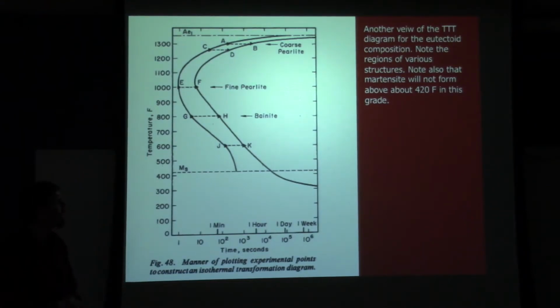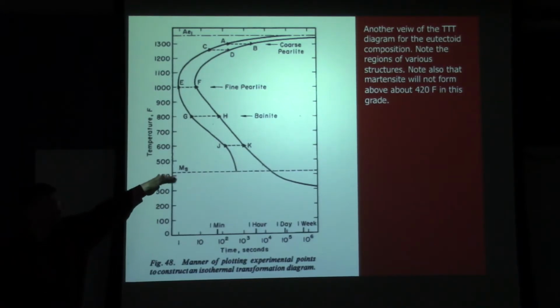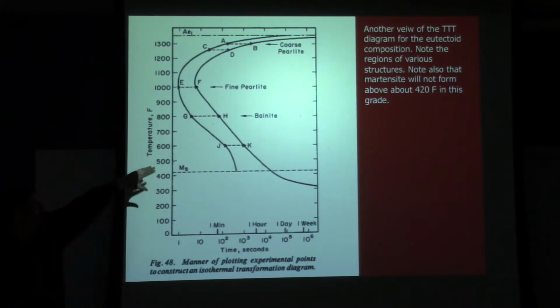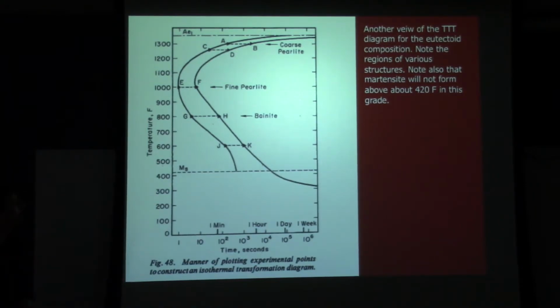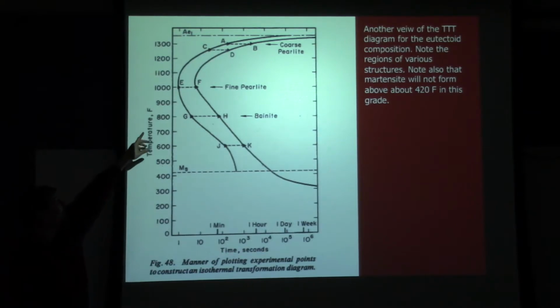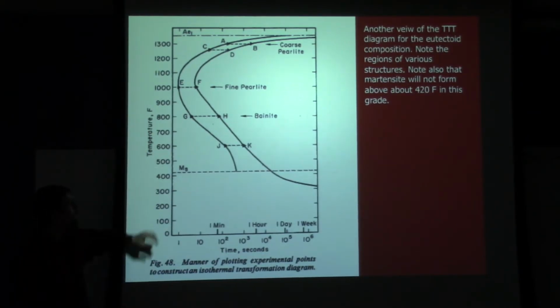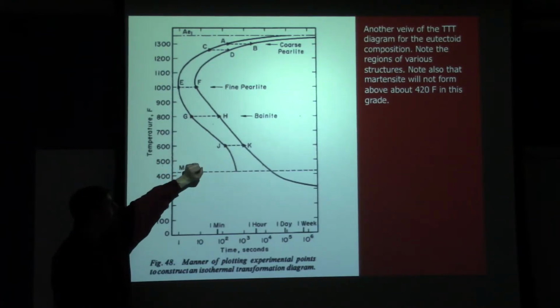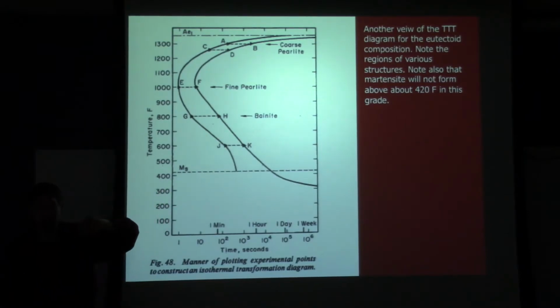So this is another TTT diagram, a little bit more simple. We see here that we don't get martensite over 420. Here it's delineated a little bit more clearly because we don't have the hardness and the microstructure shown on there. But you can really see here how fast you have to cool to miss the nose of that curve, how important that is. And you can see how you have a bay, or an open spot, in here that gives you some flexibility.